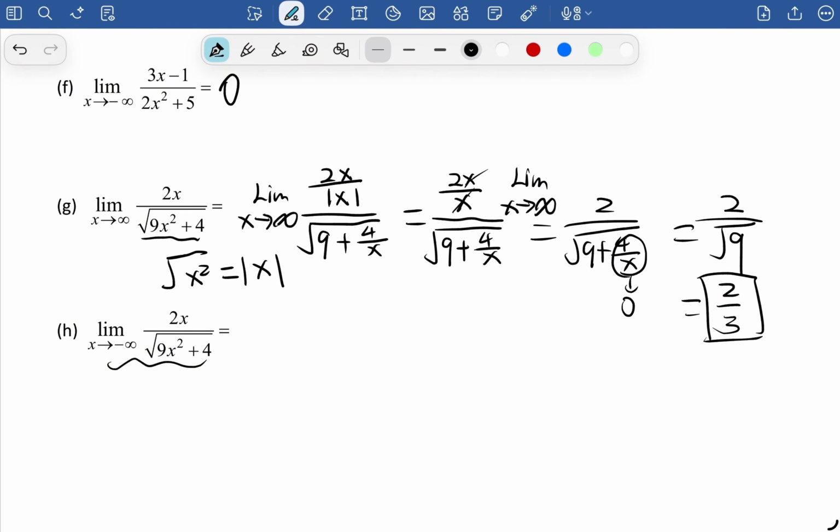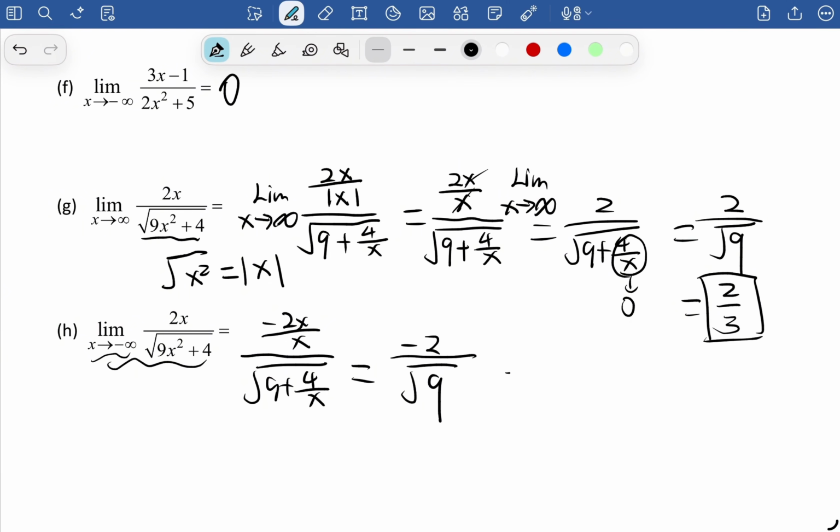It's the same thing for this one, but it's just that x is approaching a negative value. So when we remove the absolute value sign, we have to put a negative. So 2x divided by x with a negative sign, over the square root of 9 plus 4 over x. When you plug x equals negative infinity in, we're going to get negative 2 divided by the square root of 9. So the whole thing is going to be negative 2 divided by 3.